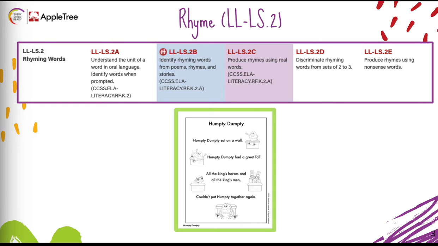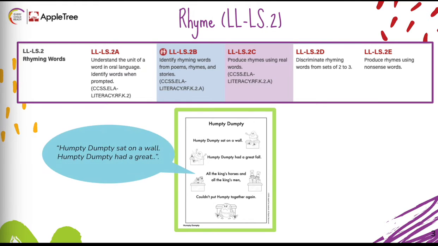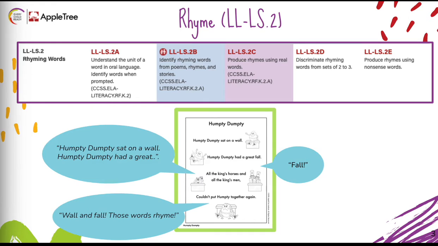Rhyme awareness is an essential skill for pre-K 3. Next is producing rhymes with real words, which is an essential skill for pre-K 4, followed by discriminating rhyme, and finally producing rhyme using nonsense words. As you can see in the lesson, all of these things are covered. These standards live in the lesson.